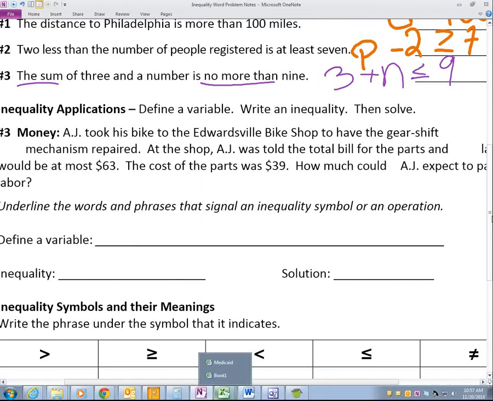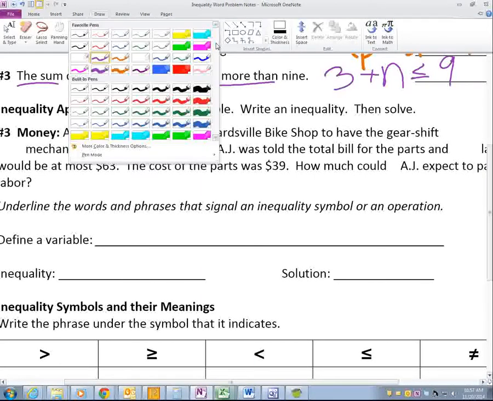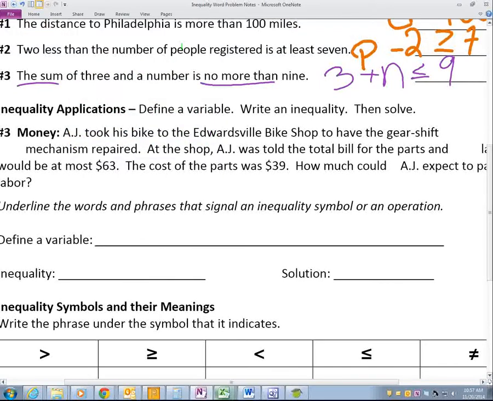Let's pull out some key points here. What are key points of this question? Now, what's one of them? At most. Good. At most. What else do we have? Go for it, Nikki.